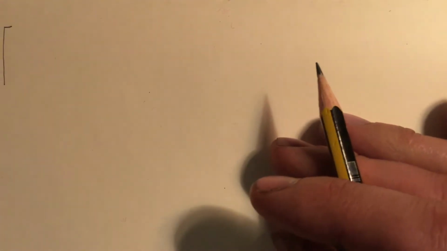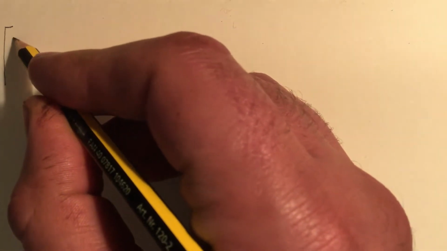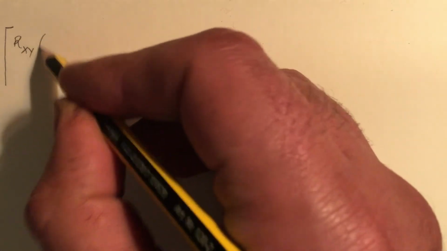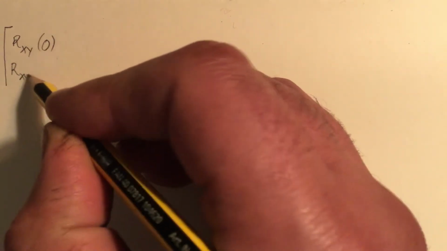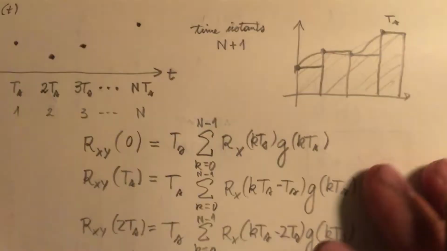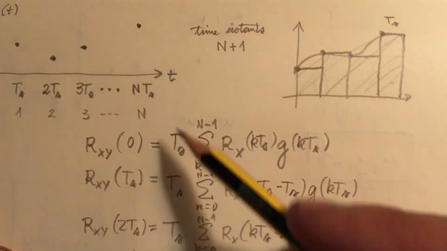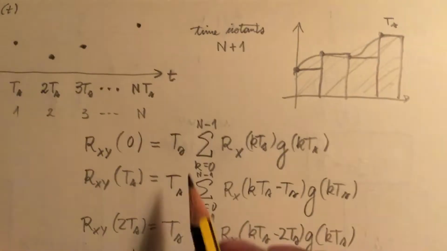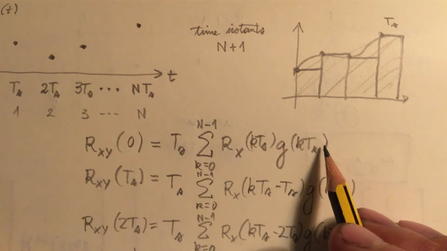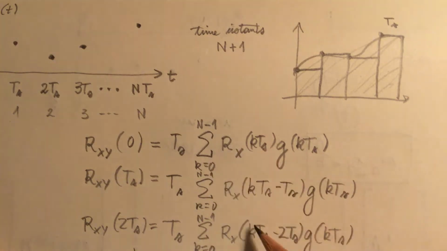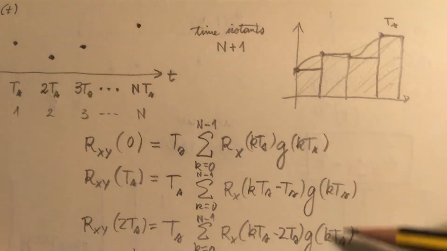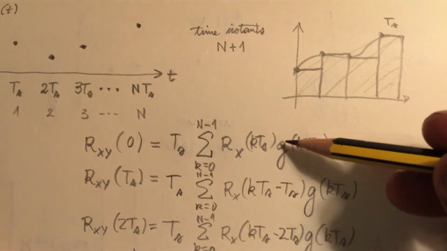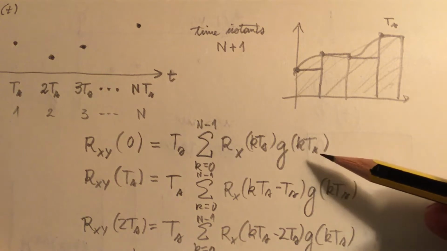Here, in the left member of the equation, we will collect the cross correlations of x and y for the different time differences. On the other side of the equation, we'll have a scalar constant, Ts, and then this summation can be written as the product of a matrix and a vector.